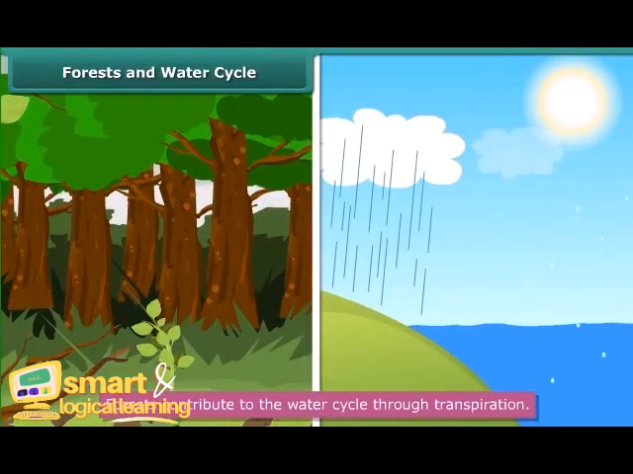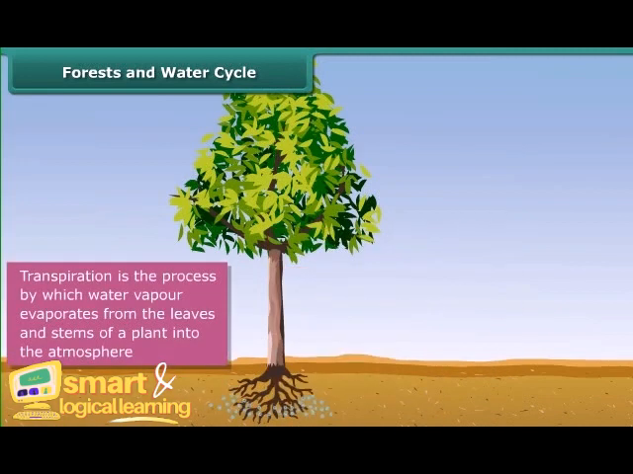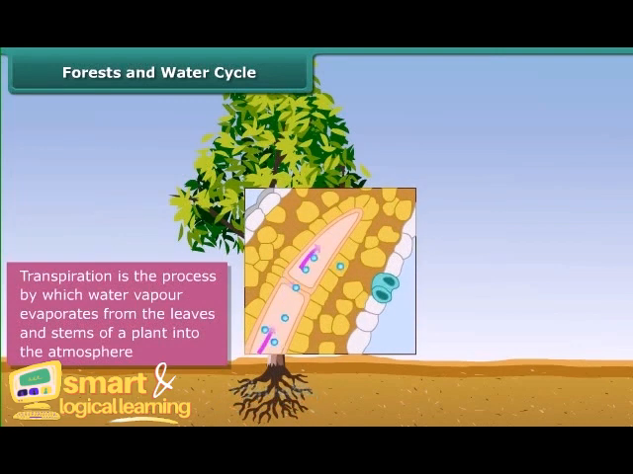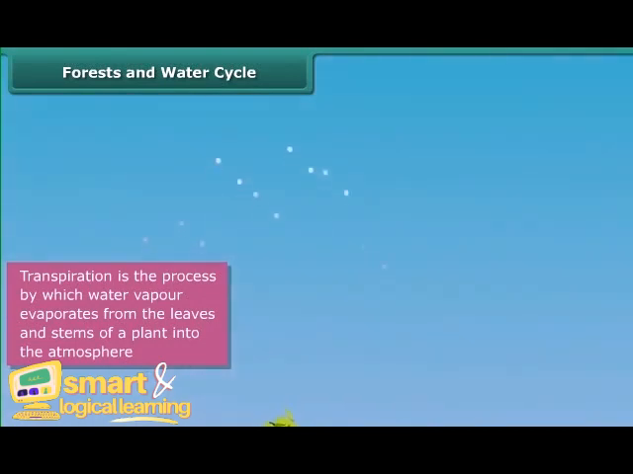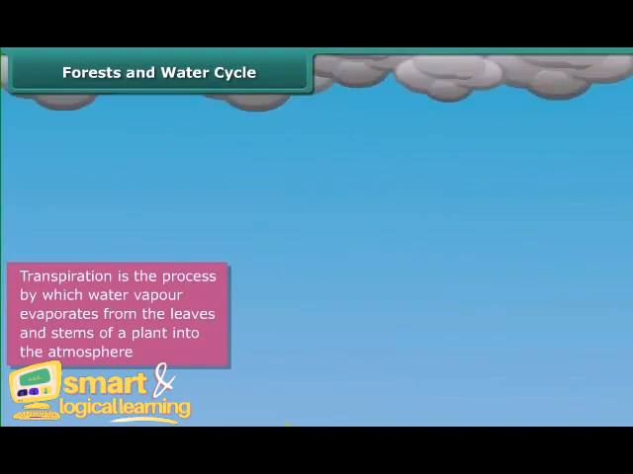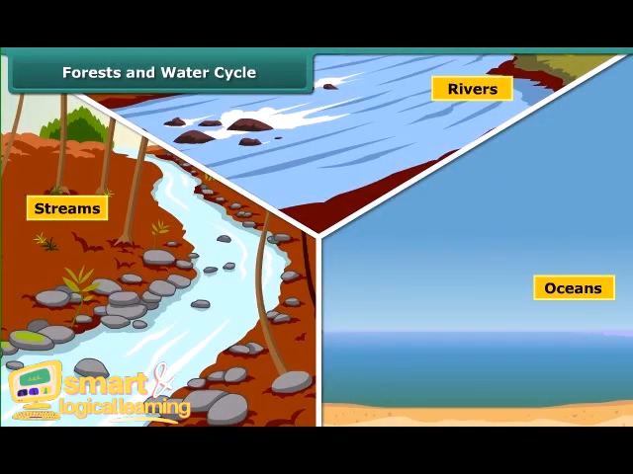Forests play an important role in the water cycle as well. They contribute to it through transpiration. Transpiration is the process by which water vapor evaporates from the leaves and stems of a plant into the atmosphere. It then rises up in the air. When it comes in contact with a cooler surface, it condenses and forms clouds. When the water droplets in the clouds become heavy, they fall down as rain. The rainwater flows into streams, rivers, and oceans, thereby completing the water cycle.